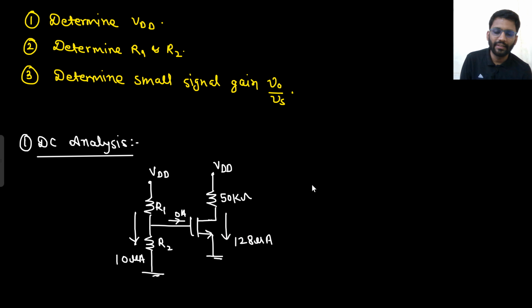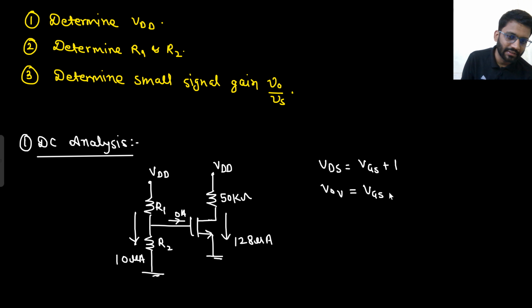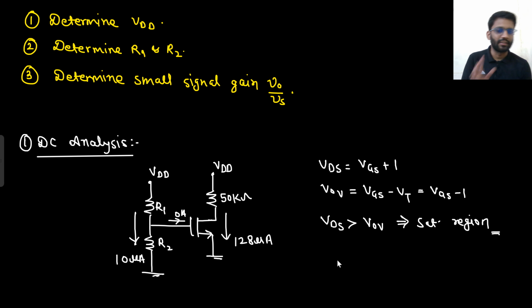What is given? Given is VDS equals VGS plus 1. What is your V overdrive? V overdrive is VGS minus VT, that would be equal to VGS minus 1, right? So here VDS is greater than V overdrive. That means it is working in the saturation region. That's for sure.